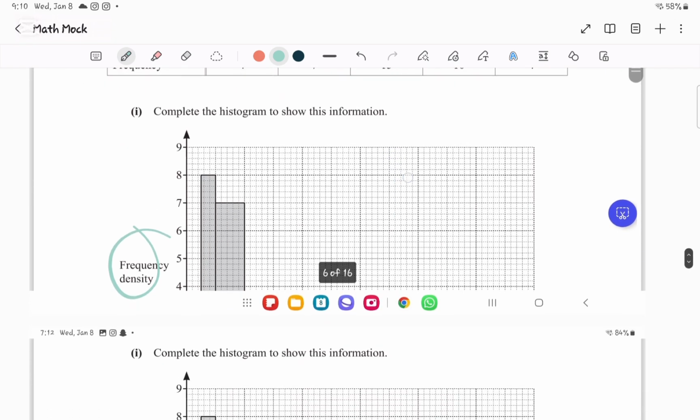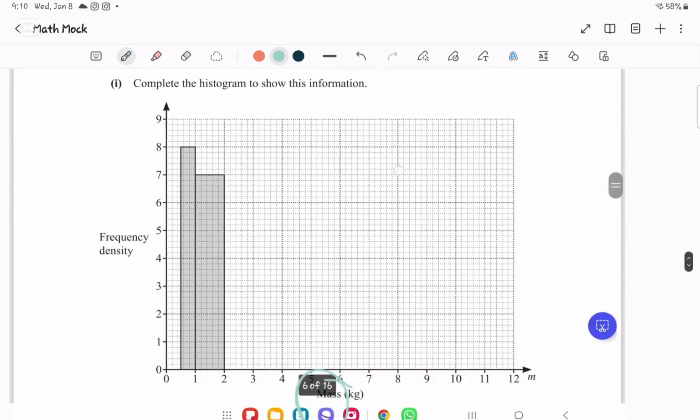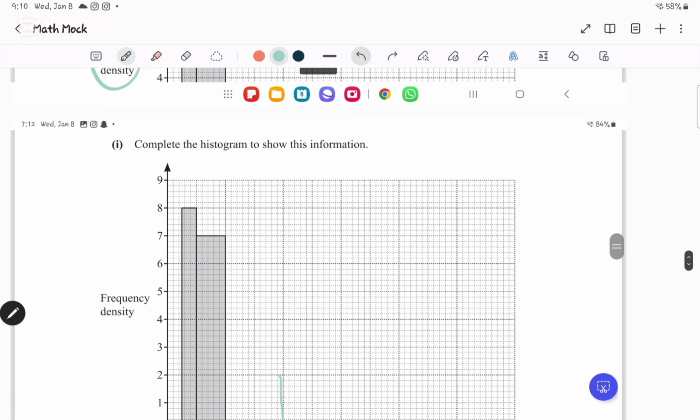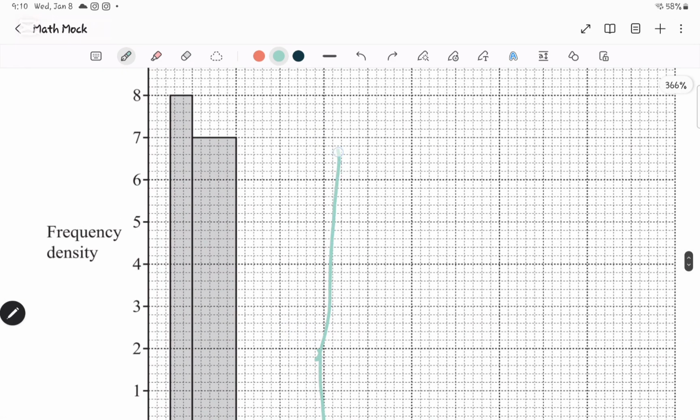So it's going to be a bit higher, and it's between 2 and 4. So 2 and 4 is from here. I will just extend the line. Okay, no need to extend the line. It's over here. So it's going to be 7.5, which is approximately over here.